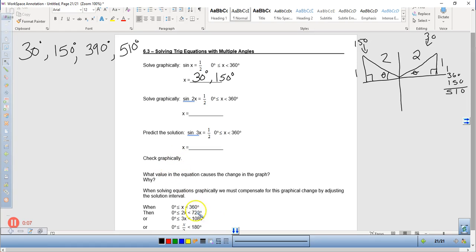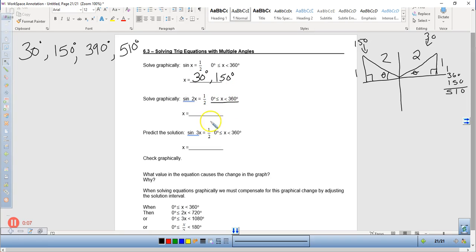Well, I've changed the domain, but they want my answer between 0 and 360 degrees. So let's think about this logically. 30 degrees. How can I make 30 degrees? What number can I plug in to make it be sine of 30? Well, I could plug 15 in. 15 times 2 makes 30. What if I wanted to make 150? Well, 75 times 2 is 150.